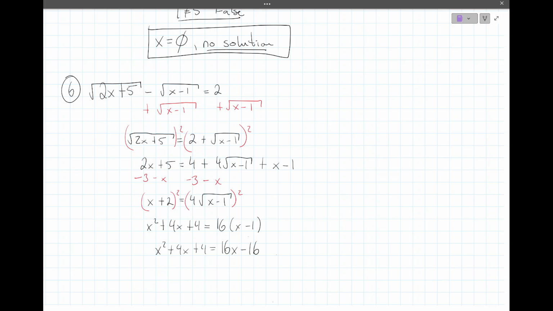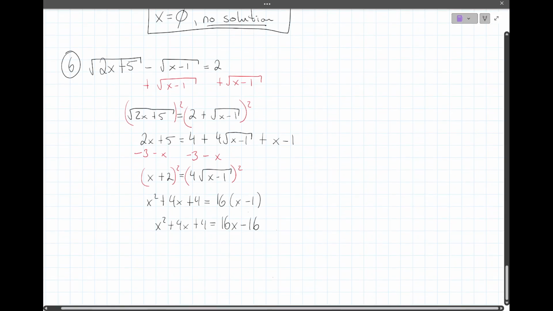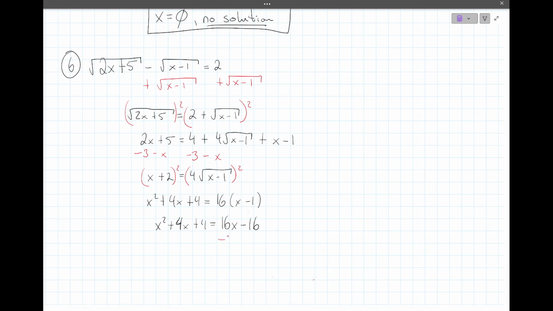Right, we're just moving through here, applying our operations as we need to. This will be 4x right there. Now we're just going to put everything on one side and do our solving. Plus 16, minus 16x, plus 16. And we'll get a final quadratic here of x squared, 4 minus 16 is minus 12x, and then 4 plus 16 is plus 20.